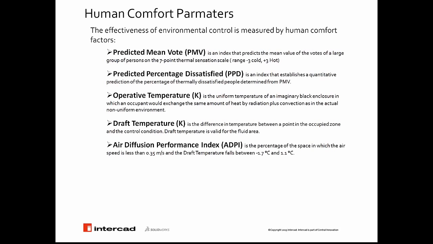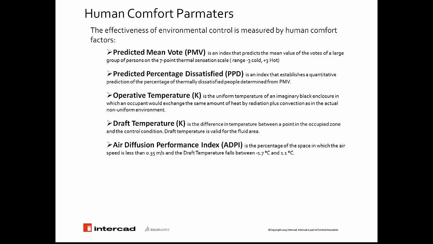from PMV. And operative temperature is the uniform temperature of an imaginary black enclosure in which an occupant would exchange the same amount of heat by radiation plus convection as the actual non-uniform environment. Draft temperature is the difference in temperature between the point in the occupied zone and the control condition. Draft temperature is valid for the fluid area.